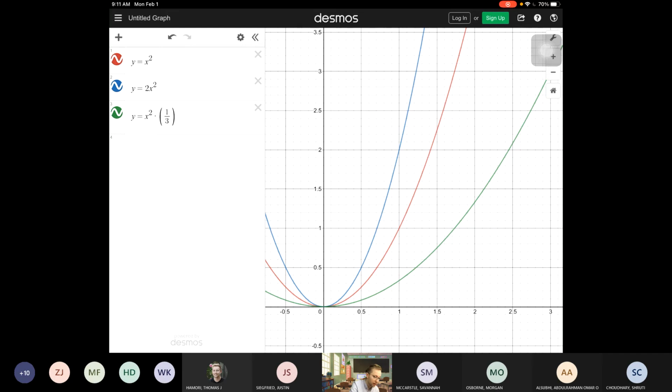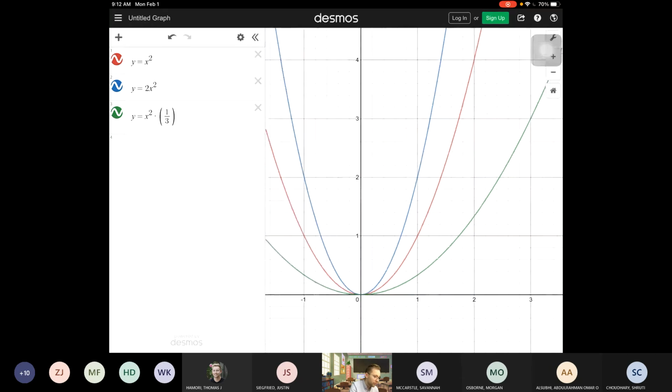I'm sorry, I can't draw on the page. Wish I could highlight. That would be cool. Oh well. If we look at the point x equals 1, the height of this blue graph is going to be twice the height of the red graph, and the height of the green graph is going to be 1/3 of the height of the red graph.